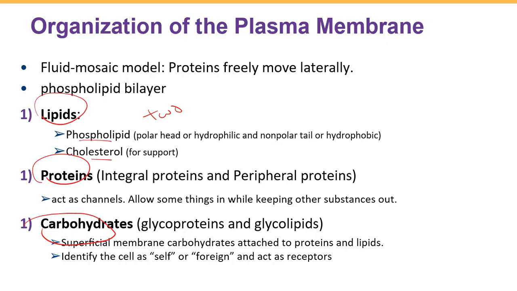And then we talked about the protein, which based on their location can be integral protein or peripheral protein, and they act as channels for transportation, allowing some substances to go in and out. And then we talked about the carbohydrates, as we have glycoprotein and glycolipid, and they act like self antigen, receptors or markers.